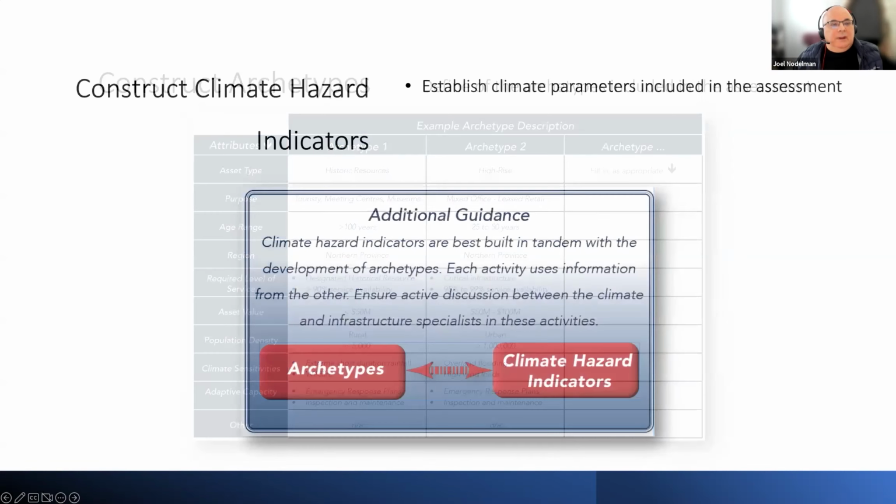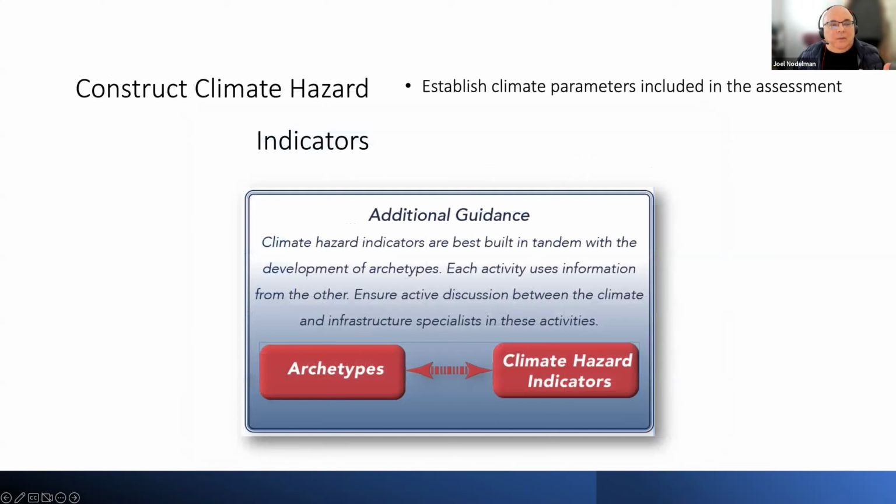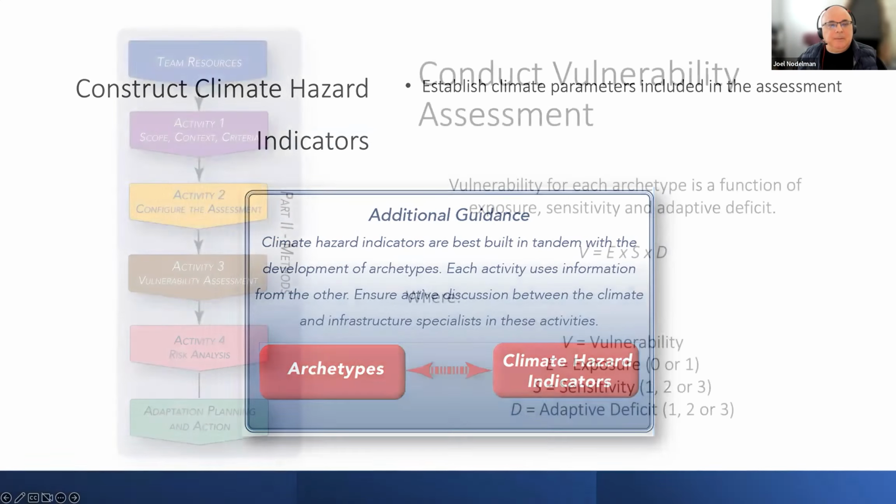And there we go. We establish our indicators as well. Once again, we come back to that iteration between the development of archetypes and climate hazards. This little box is consistent throughout the document, where we provide additional guidance. So if there's a little piece of information that might help in the field, it's here. You can then go from there and get into more detailed parts back in principles.